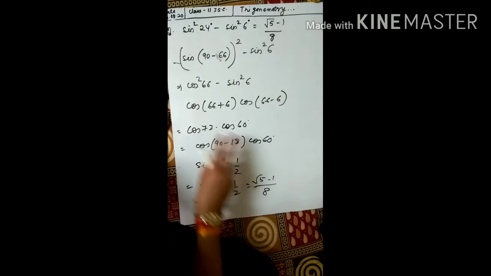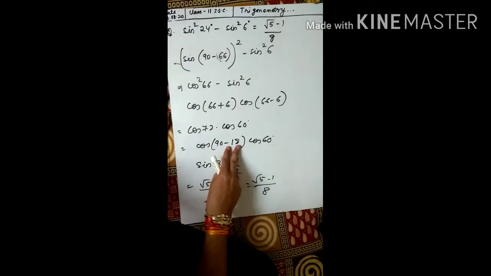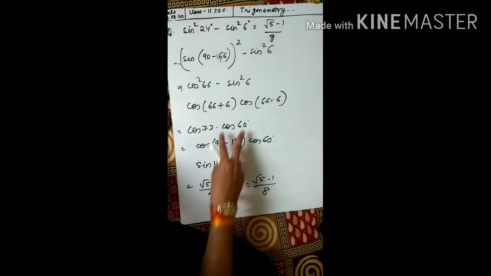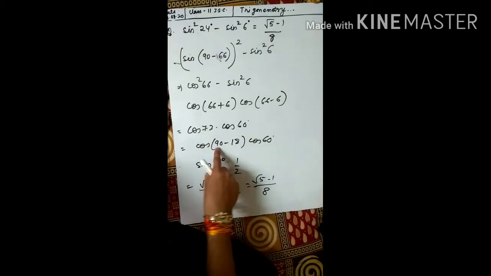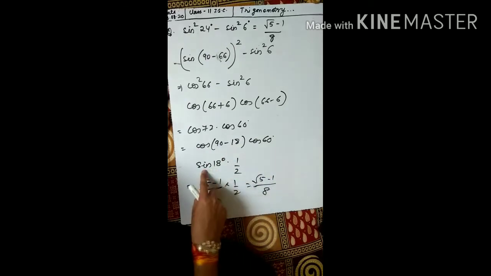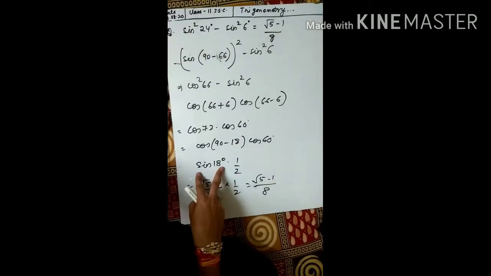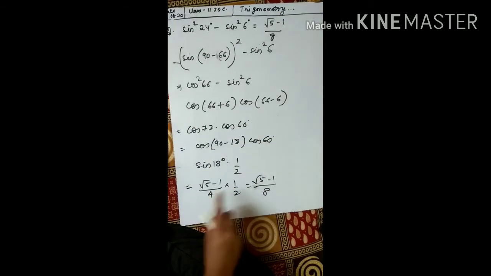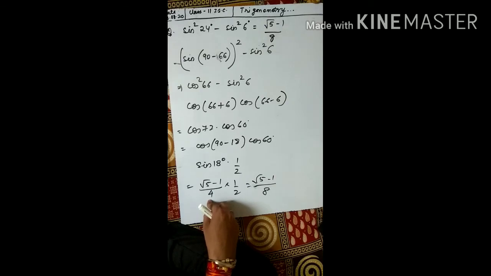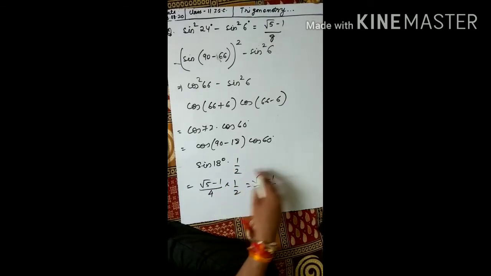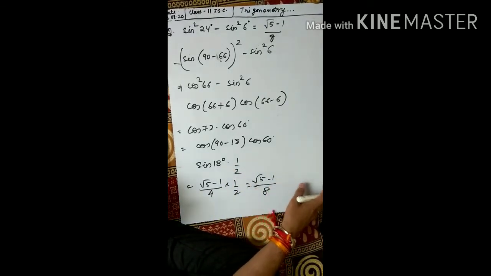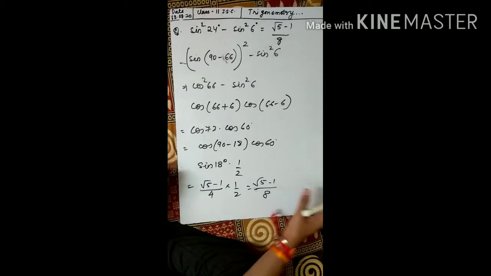Now this 72 you can again write as 90 minus 18 degree, so cos as it is, and cos 60 as it is. Cos(90 minus theta) is sin theta, that is sin 18 degree, and the value of cos 60 degree is half. And we have already seen the special angles, that sin 18 degree is (root 5 minus 1) upon 4, into 1 upon 2, so (root 5 minus 1) upon 8. That is the answer. So that's it for today's video.